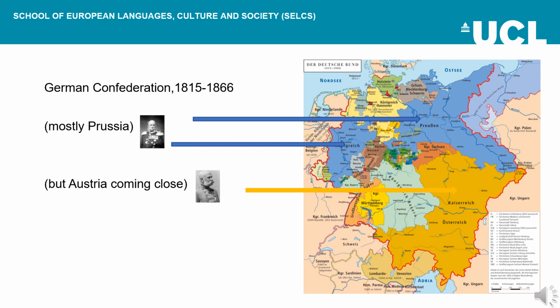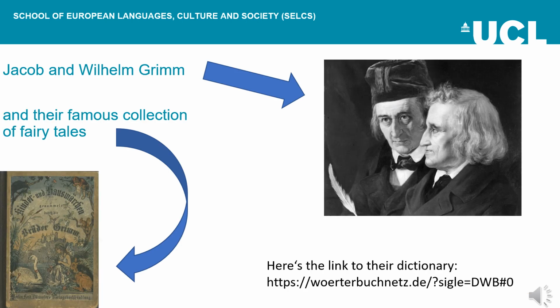So what did Germans use then to build their national identity? Well, language for one, hence the work of the brothers Grimm. They are most famous for their fairy tale collection, but they also started compiling the first ever German dictionary. It's huge, and it has only recently been completed. It's available online if you'd like to have a look.